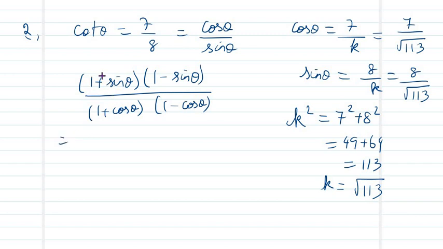Now we have an expression here to find out. You see the numerator, 1 plus sine theta times 1 minus sine theta. Does it look like a plus b into a minus b, which is a square minus b square? So in this case 1 square minus sine square theta. By the denominator also we have a plus b multiplied by a minus b.